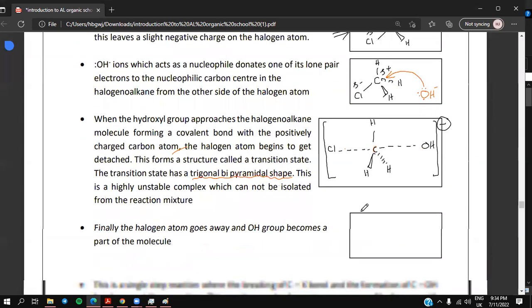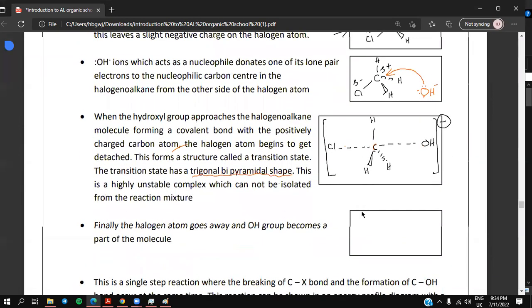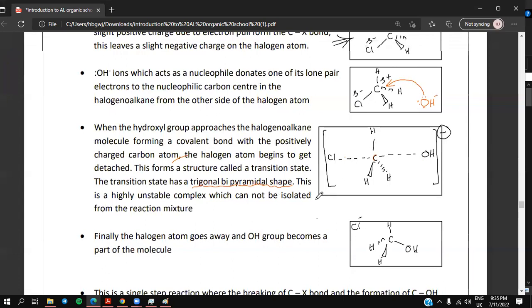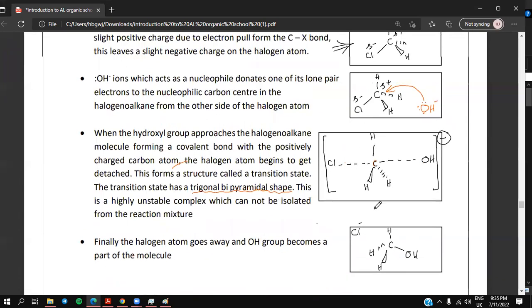Afterwards, finally, the halogen atom gets away and the OH group becomes a part of the molecule. Let me write carbon, hydrogen, OH has come in, the remaining 2 hydrogen on the carbon atom, the alpha carbon. And where's chlorine now? Chlorine has gone out, Cl minus. You can feel these things, but in the exam, for reaction mechanism, we can't give these 4 steps. We have to give a simple reaction.